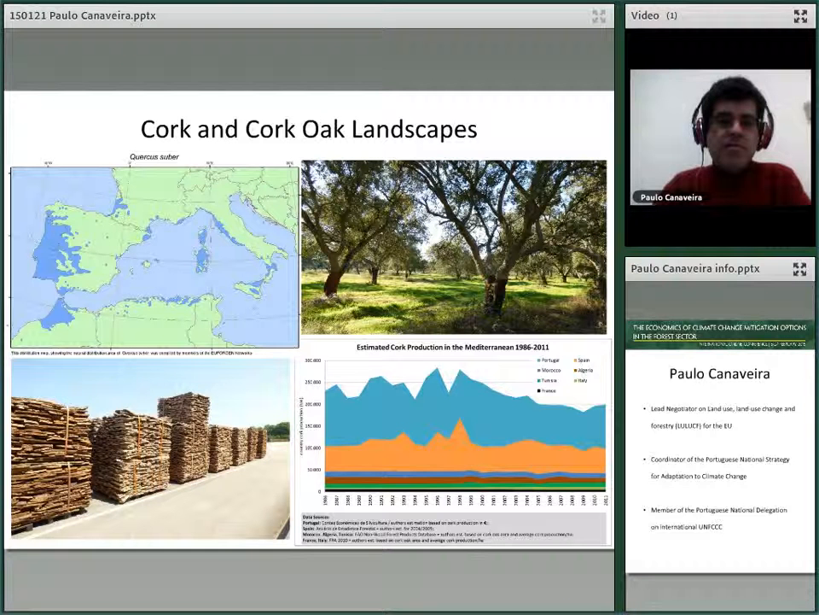The picture you see there is actually a forest which has been harvested, and you see that there are two shades in the bark of the tree. The darker one shows the area where the bark was extracted, and as you can see, the forest is still there and green.